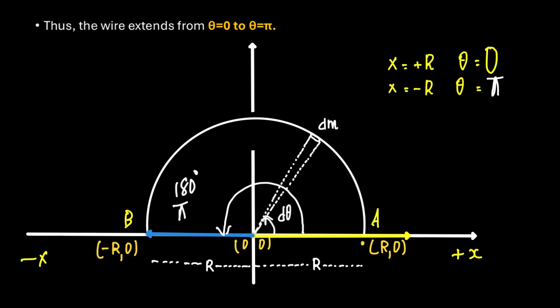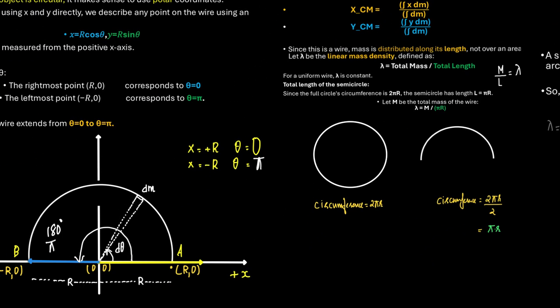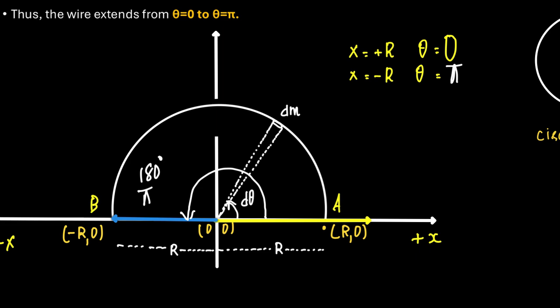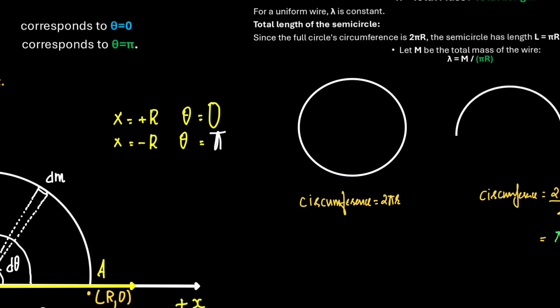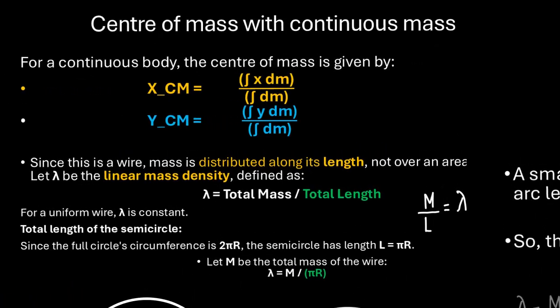Write this along with me. Make sure you spend some time writing as well, because when you write while listening simultaneously, it concretizes your memory. So I hope you understand how we arrive at the limits theta is equal to 0 to pi. If you've done that, let us now understand the center of mass.